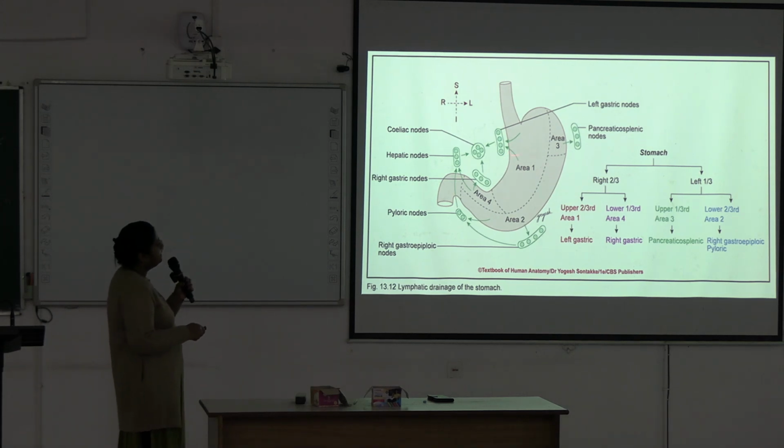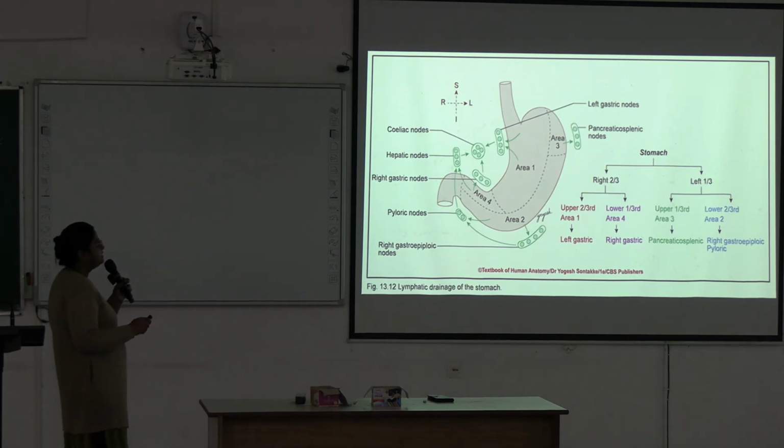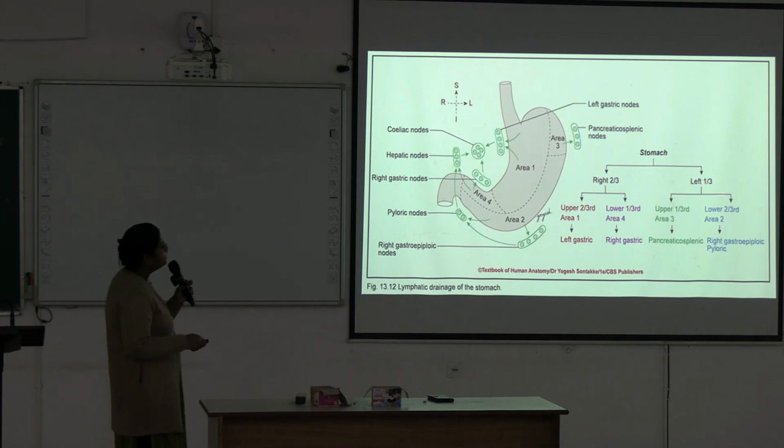So these nodes are lying along the artery. That's why the name left gastric is given, which again drains into celiac nodes. Then the lower one third, this is area 4. This is the right gastric zone. Okay, so the right gastric zone drains into the right gastric node, again going to the celiac nodes. Next we go to the left one third. This part is left one third.